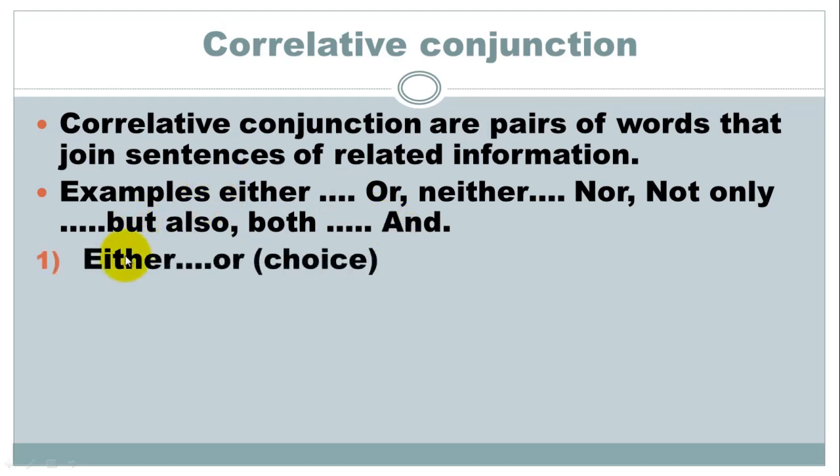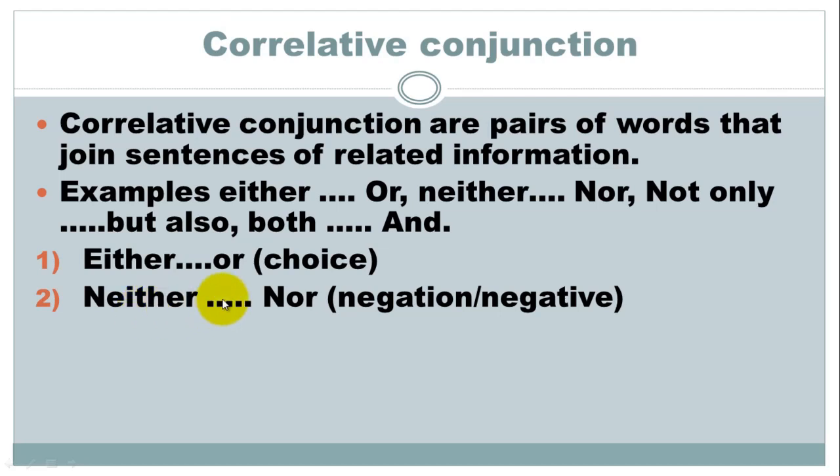The first one, either or, is used to show choice. You're going to choose between two things. The next one, neither nor, is used to show negation or negative. Two things which are not happening. That means negation, disagreement, as you can put it.